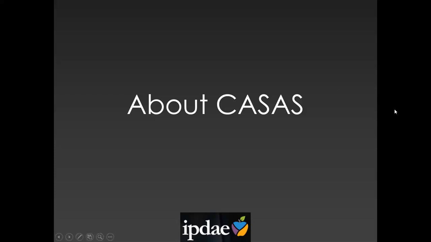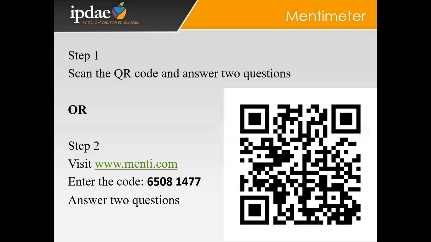And now what I'm going to have you do is scan the QR code that appears on your screen and go to menti.com. You will have to answer 2 simple questions. If you do not want to scan the QR code, you can certainly go to www.menti.com and enter the code that is appearing on the slide right now, and that code is 65081477.